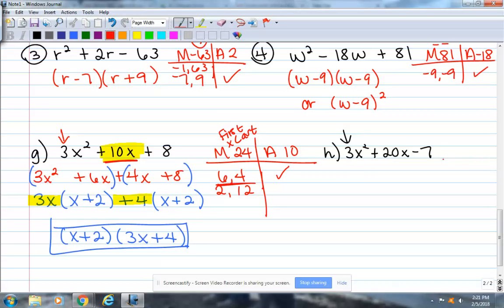We're multiplying to get what number? Negative 21. It's 3 times negative 7. So watch your signs. And I'm adding to get positive 20. So I need a negative and a positive. I need a negative and a positive, and the bigger one will be a what?